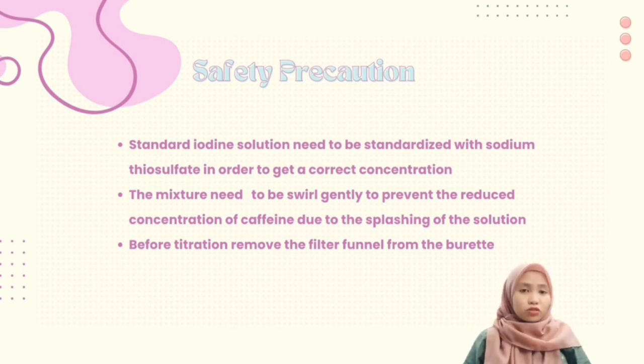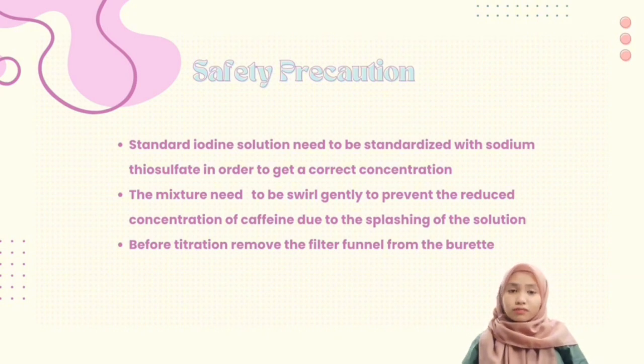Next, the safety precaution. Firstly, standard iodine solution needs to be standardized with sodium thiosulfate in order to get a correct concentration. This is because iodine solution is volatile and it can be easily lost due to evaporation. This may cause an error in the titration. Secondly, when the standardized iodine solution is added to the mixture that consists of standard caffeine solution and sulfuric acid, it needs to be swirled gently to prevent the reduced concentration of caffeine due to the splashing of the solution. And last but not least, before titration, we should remove the filter funnel from the burette to prevent an increase of volume of the solution in the burette.